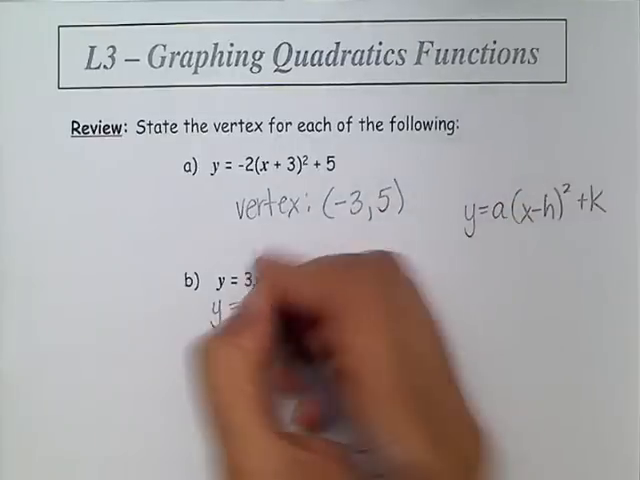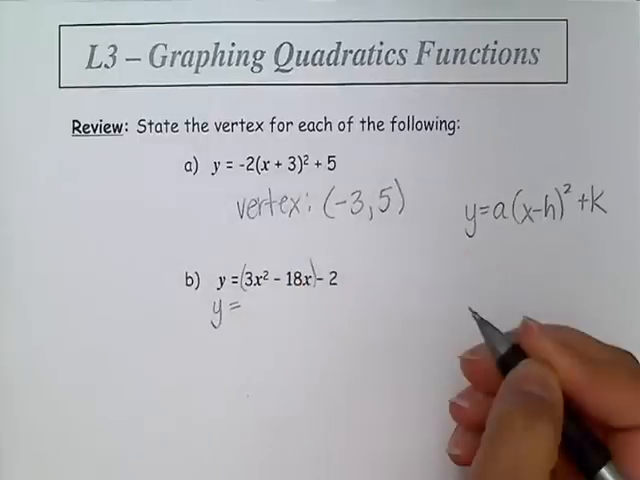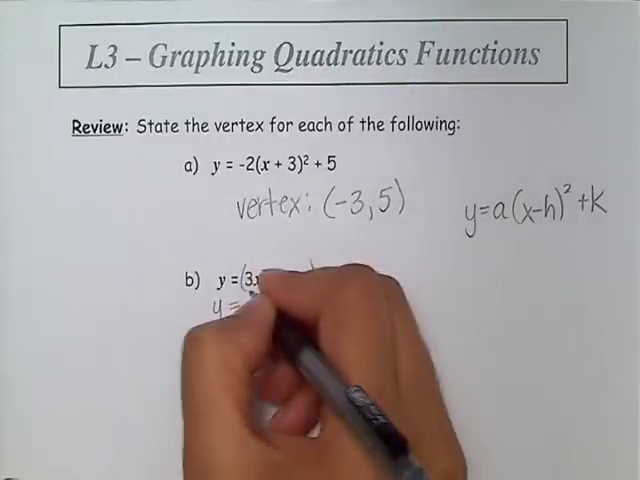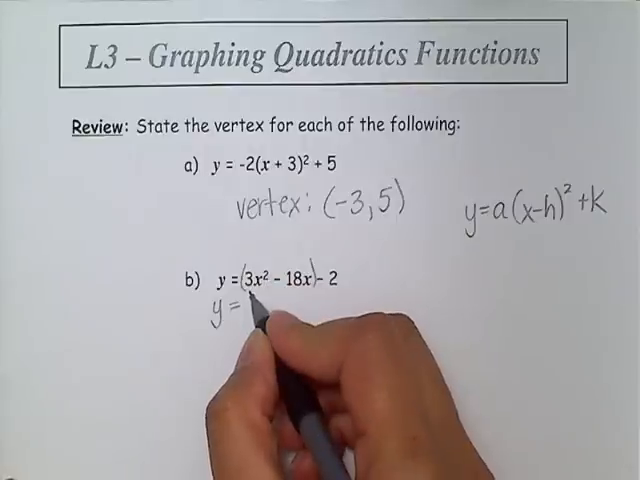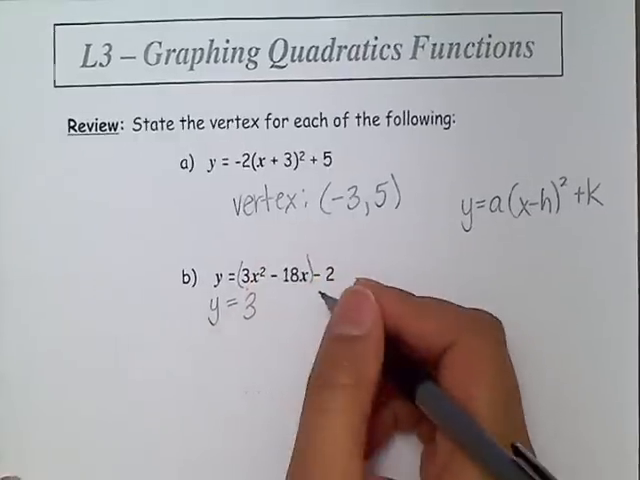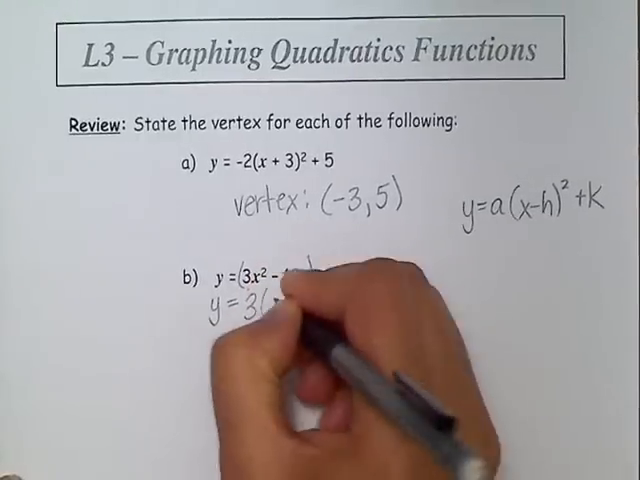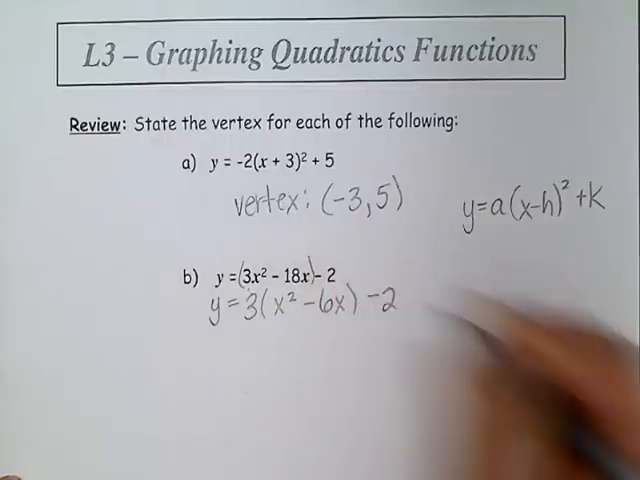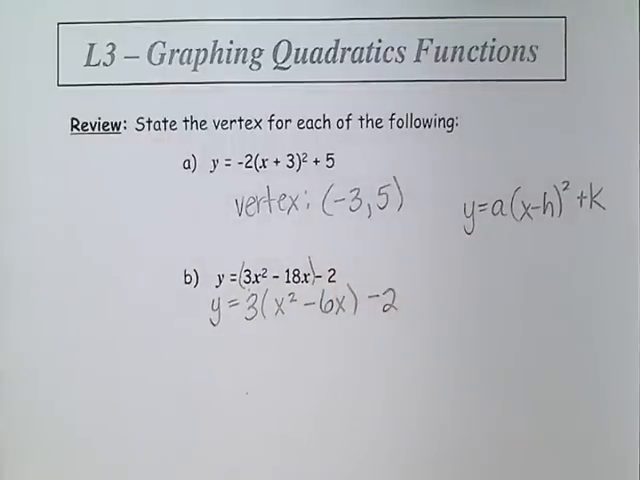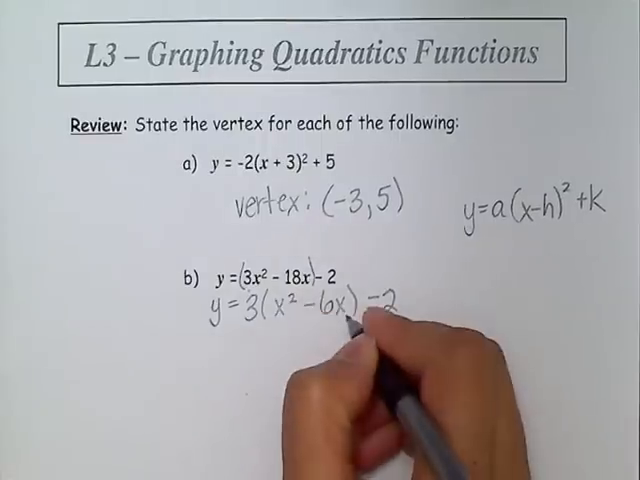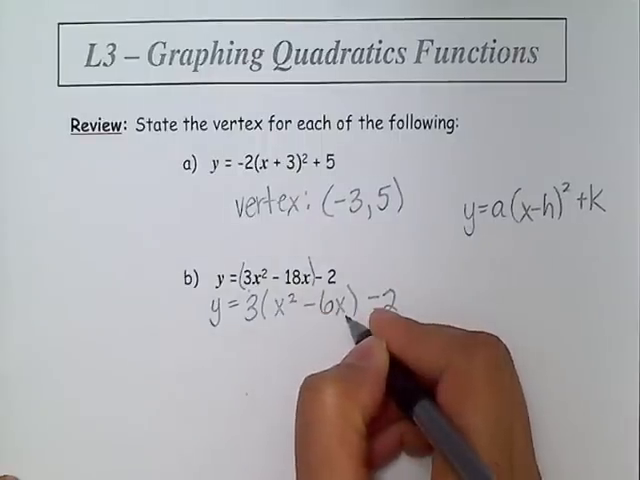We're going to start by focusing on the first two terms, and if there is a coefficient in front of the x squared term, we do need to factor it out. In this case, we do have a coefficient, so we're going to factor out the 3 from just the first two terms. And we'll be left with x squared minus 6x. The minus 2 at the end is just going to stay the way it is until pretty much the last step in the problem.